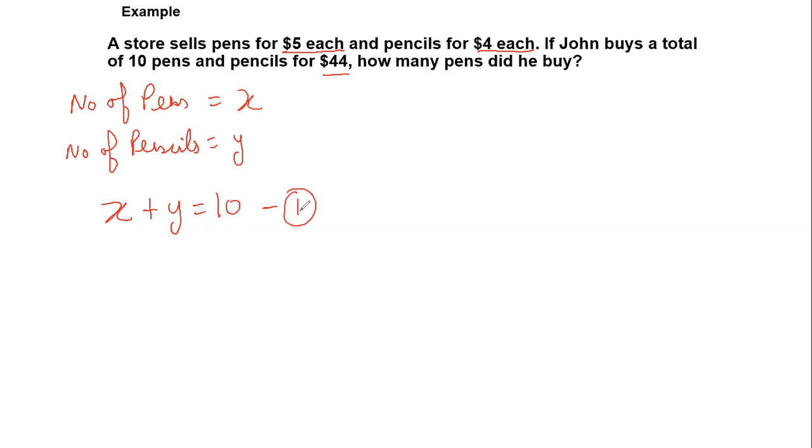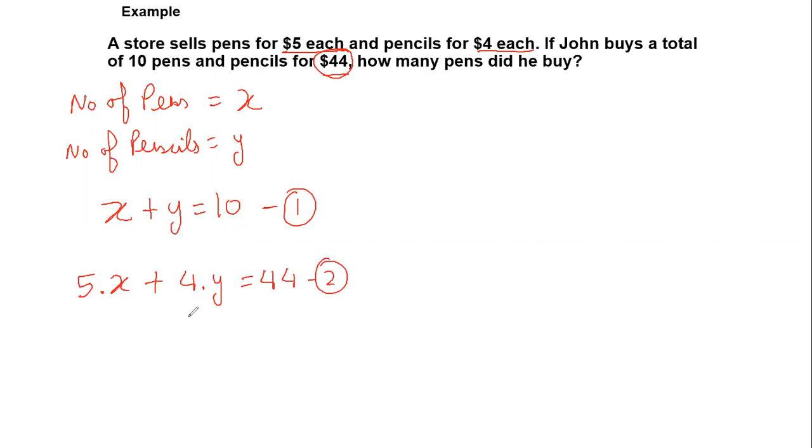That's the first equation. And the second equation can be developed from the cost, because I know he spent $44 and I know the cost of each pen as well as pencil. So the cost of each pen, which is 5, multiplied by the number of pens, X, will give me the total cost of pens, plus the price for each pencil, which is 4, multiplied by the number of pencils, Y. So I'll get the cost of pencils, and the total cost of pens plus pencils is 44. So that's equation number 2.